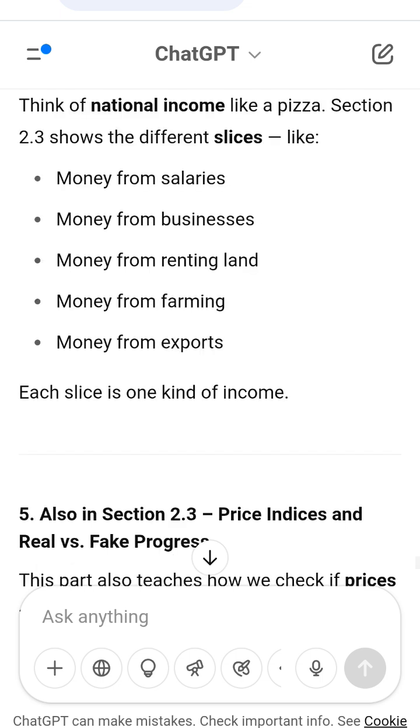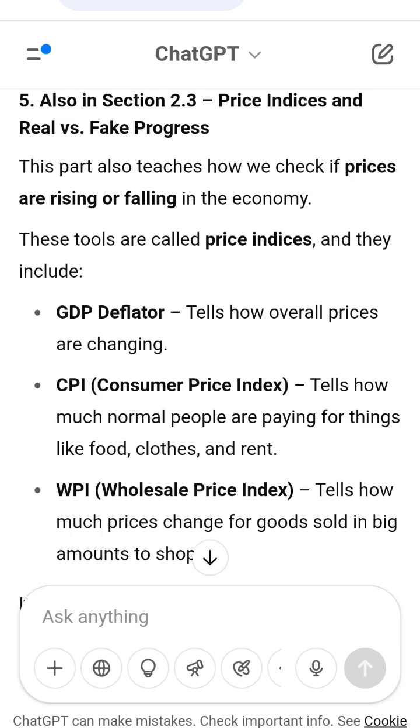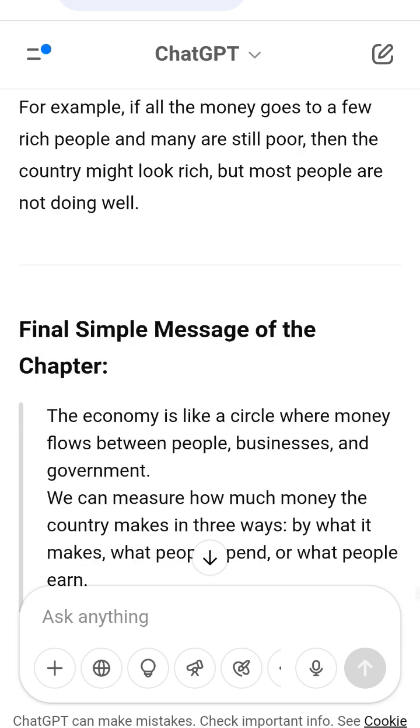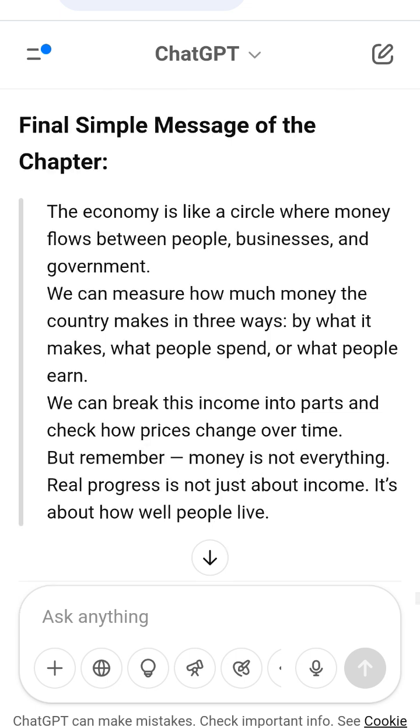Final simple message of the chapter. The economy is like a circle where money flows between people, businesses, and government. We can measure how much money the country makes in 3 ways. By what it makes, what people spend, or what people earn. We can break this income into parts and check how prices change over time. But remember, money is not everything. Real progress is not just about income. It's about how well people live.